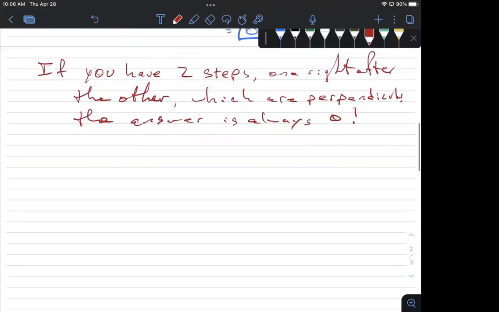Now, it also works if the light initially, let's say we have light initially vertical and the very first filter is horizontal, and then you have other stuff, no big deal, after it. This is also 0 because initially the light is vertical and the very next step with nothing between it is horizontal, perpendicular to it. It doesn't matter what comes after, and it doesn't matter what came before. If you have two steps, one right after the other with nothing in between that are perpendicular, the answer is 0, and you don't have to do the calculation.